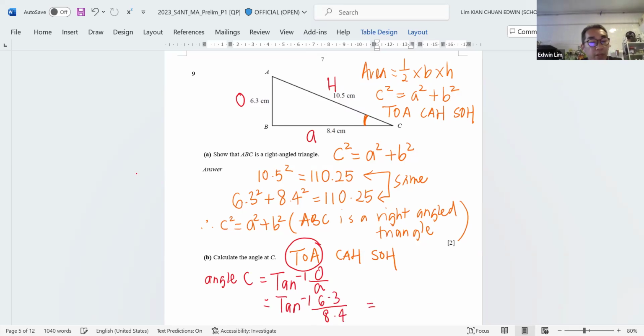Using the calculator right now, shift tan inverse 6.3 over 8.4. Right, we will get 36.869. So for angles, we always have one decimal place, 36.9 degrees. That is my answer to question 9B.